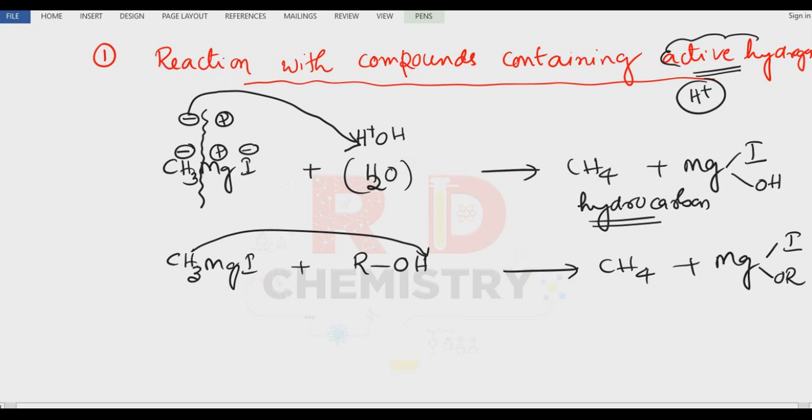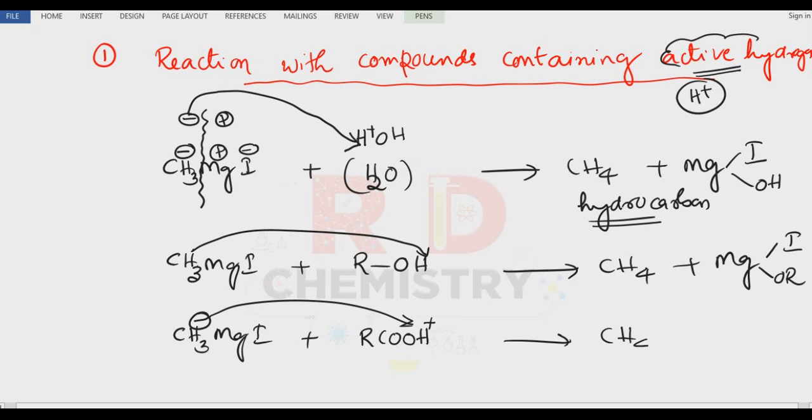Okay. Grignard reagent also reacts with the carboxylic acid, and you know that carboxylic acid is acidic in nature, so it easily gives H plus ion, correct? So the negatively charged methyl easily takes up the H plus to give the CH4 hydrocarbon, okay, and magnesium with the iodine here, and it is RCOO, the remaining group. Clear, right?